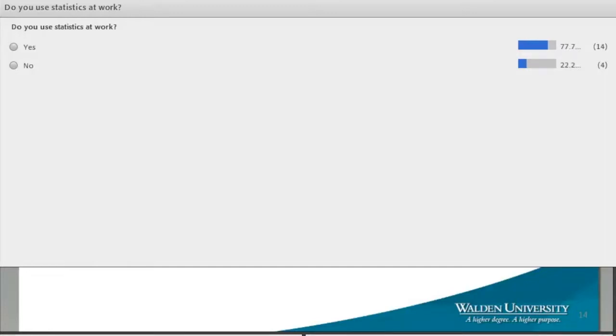76%. Okay, let's call it a 78. We're going up. 25% do not use statistics at work or are not exposed to it, and about 75% of you are.